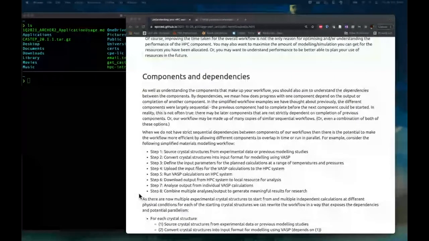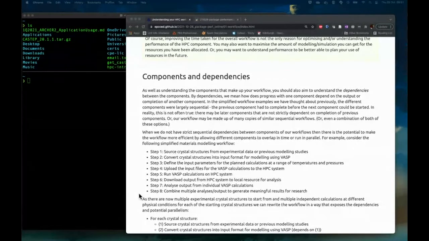So one of the other things, as I've said, is that workflows are generally more complex than the sequential steps we've talked about here. To be able to optimize further, as well as understanding the components that make up the workflow, you need some sort of understanding of dependencies between the components. By this I mean, which components of the workflow depend on outputs from previous components. It's not often true that these are strictly sequential. There may be later components that are not strictly dependent on completion of previous components, or there may be many copies of similar sequential workflows, or a combination of both.